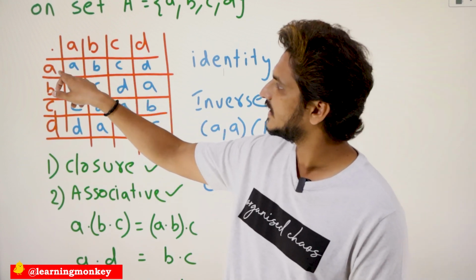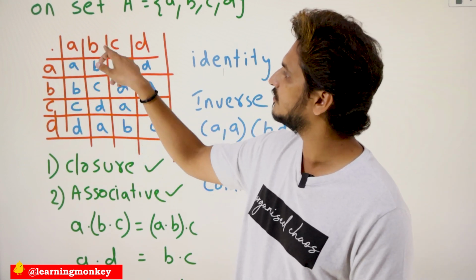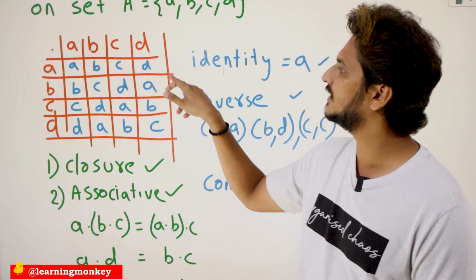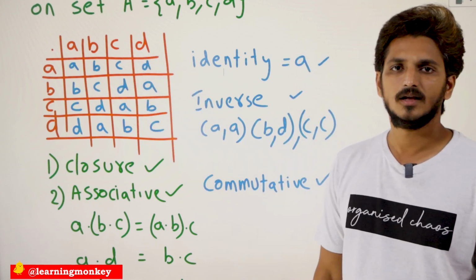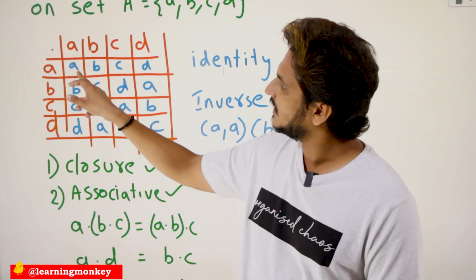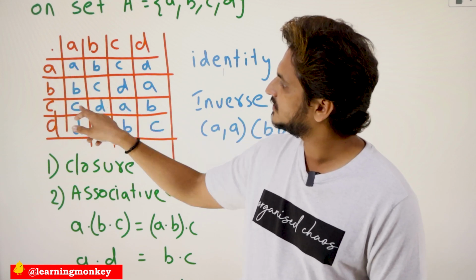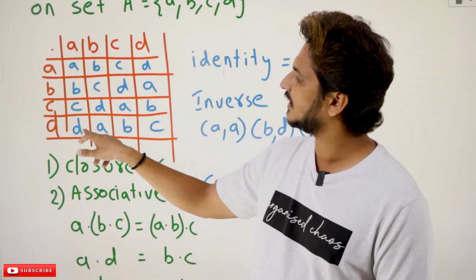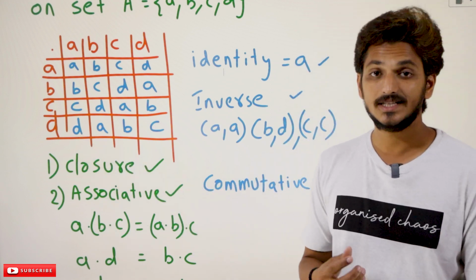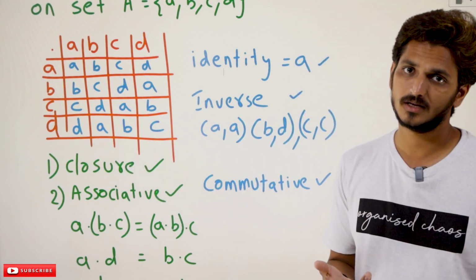Similarly, the next one, what is the identity element here? See here, A is the identity element. A dot A, A dot B, A dot C, A dot D. Similarly, A dot A is A, B dot A is B, C dot A is C, D dot A is D. A is acting as an identity element.